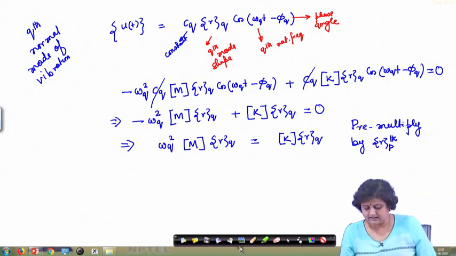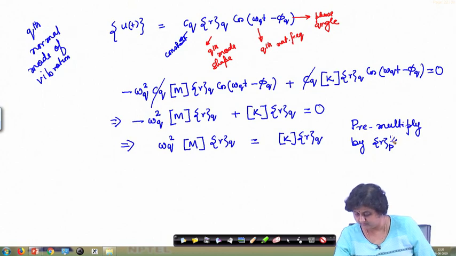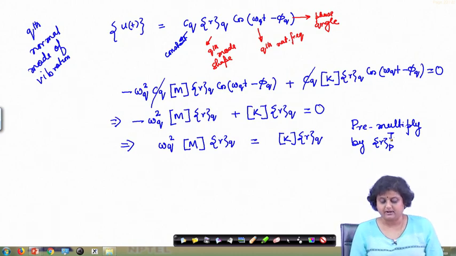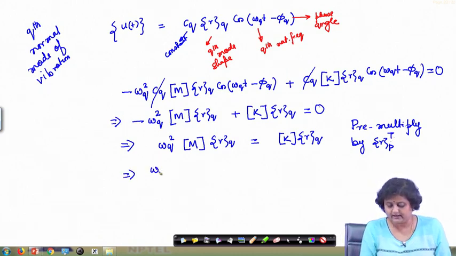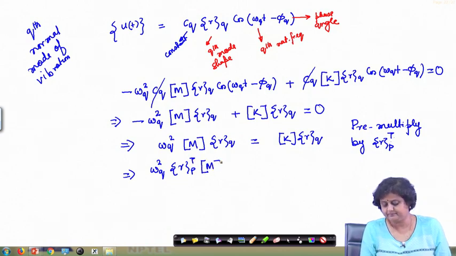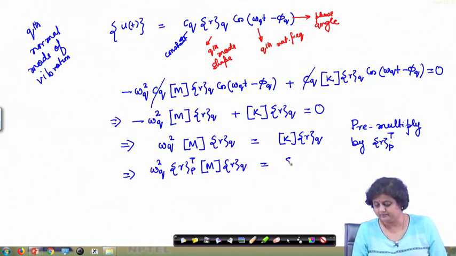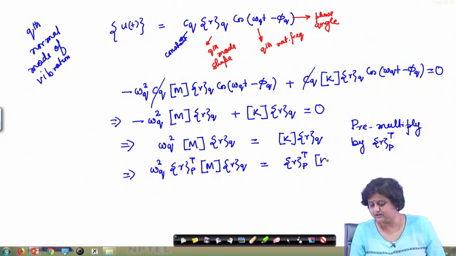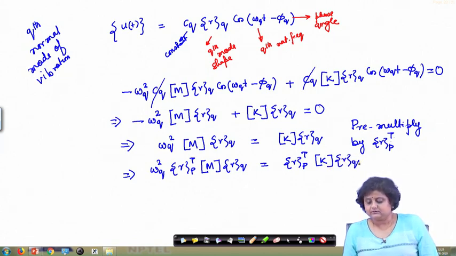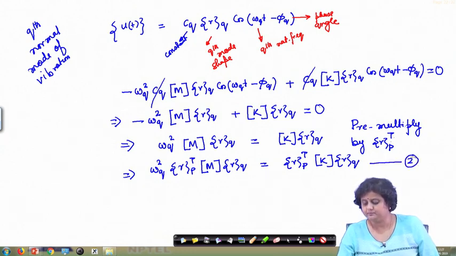Sorry, I pre-multiply by the transpose of the pth mode shape, and if I do so, I am going to get omega q square r p transpose into m into r q, that is equal to r p transpose into k into r q. This, let me call this as equation 2.